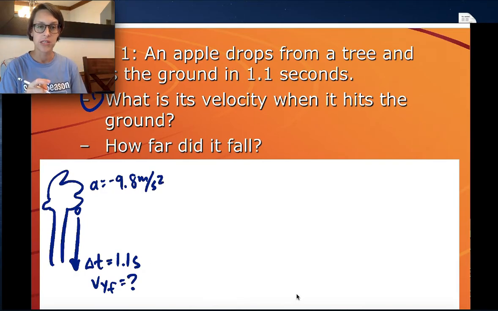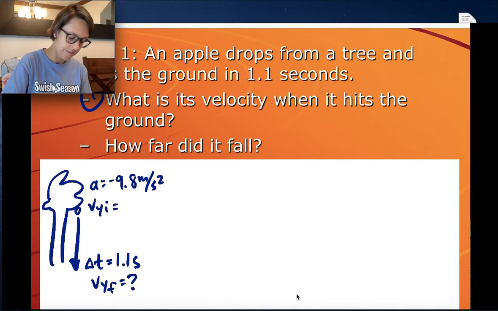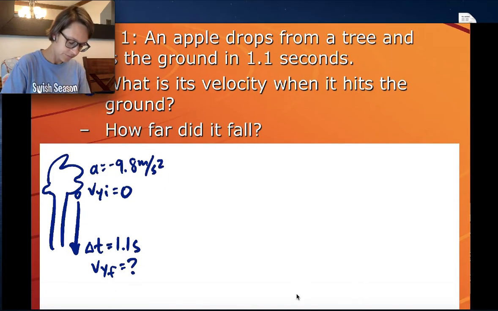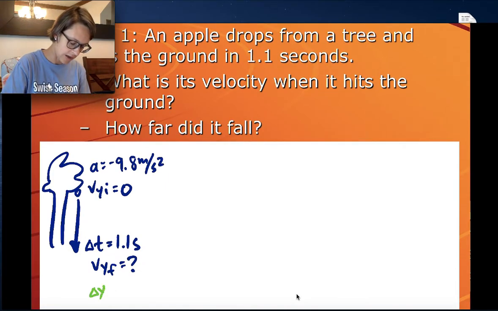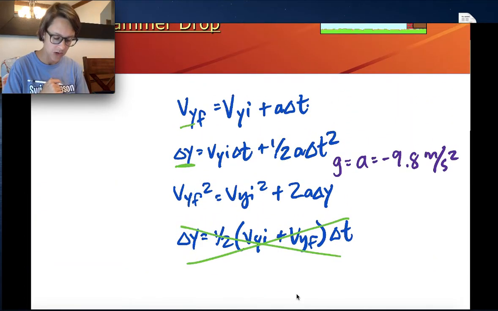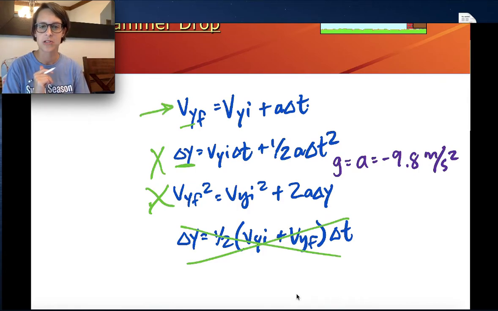And we also know that the apple was just sitting in the tree before it fell. So we know VYI is 0. It started from a point of rest. Nobody threw it down. Okay? So now we have 3 givens. We have our 1 unknown. The variable that is not in our list at all here is delta y, right? We don't have that, so we need to choose an equation that doesn't have delta y. So that means we can eliminate this one, and we can eliminate this one, and we have to use this one. So we can narrow it down to just one possible equation.